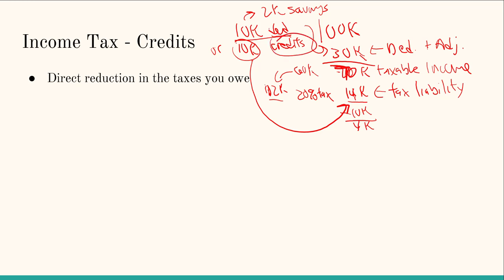Okay. The deduction is only as good as whatever your marginal tax rate is. So if we had 10K in deductions and we're in the 20% tax bracket, it's going to be 20% times this, and that's going to be our actual dollar amount savings in the taxes we owe. However, a credit is a dollar for dollar savings in the amount that we pay, as I kind of illustrated here. You're taking the 14K and you're subtracting all 10K in credits. Okay, so credits are very valuable.